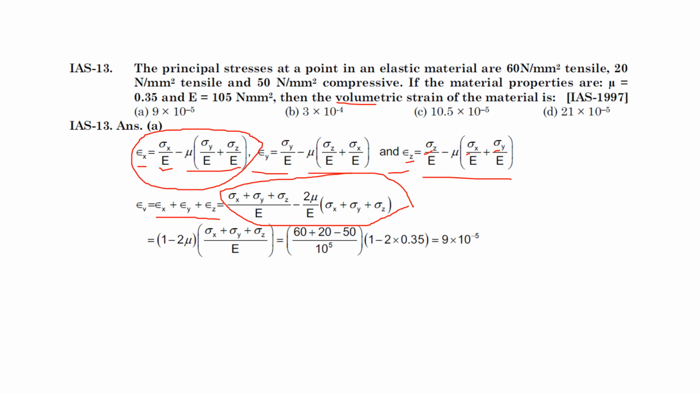They are asking for the volumetric strain, so this will be the expression. Everything is given: E, mu, sigma x, sigma y, sigma z. Remember sigma z is compressive, sigma x is tensile, and sigma y is tensile. So we have to put in the values with their signs and simplify. You will get 9 into 10 to the minus 5. So the answer will be A.